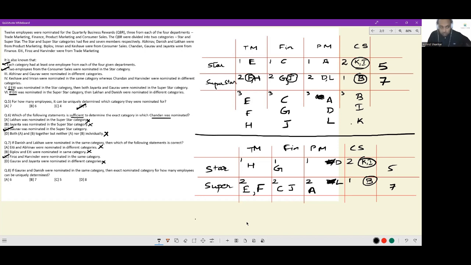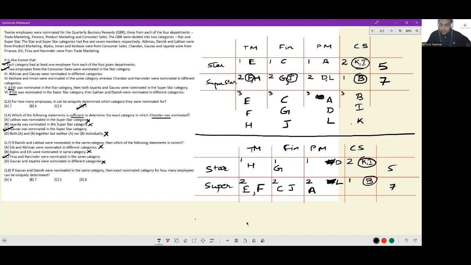Why I'm also doing this is because this is the last question. Because this is the last question, we can work. Okay. If Gaurav and Danish were nominated in the same category, then for how many employees can the exact nominated category be uniquely determined? Remember, even before Gaurav and Danish being in the exact same category was known, we already had 5 people for whom the exact category was known.